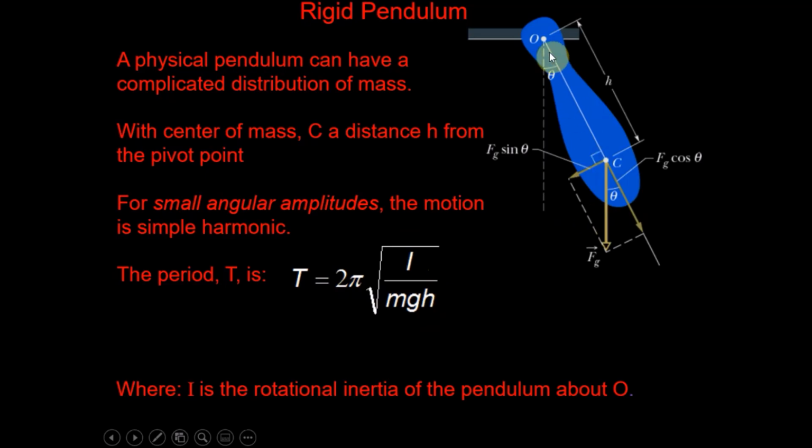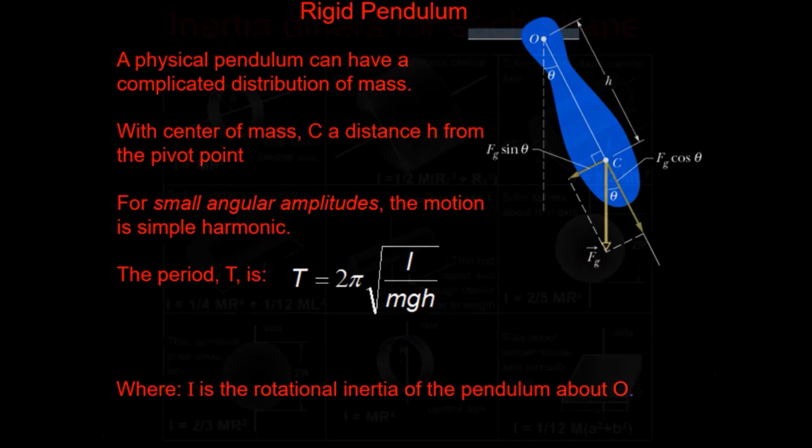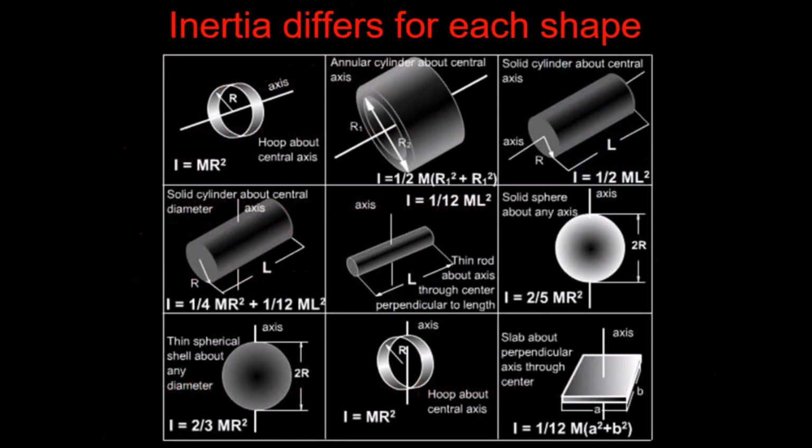H being the distance from the origin here, the pivot point of your pendulum, to C, the actual center of mass. So this h is not the complete length of your pendulum, it's the distance from the pivot point to the center of mass. The forces, as you can see, sine theta for the restoring force, cos theta for the displacing force, are essentially the same as they would be in a standard pendulum. What you always need to figure out is what is I. And of course, like I said, I differs for each and every shape.